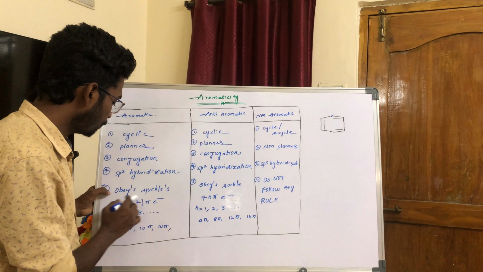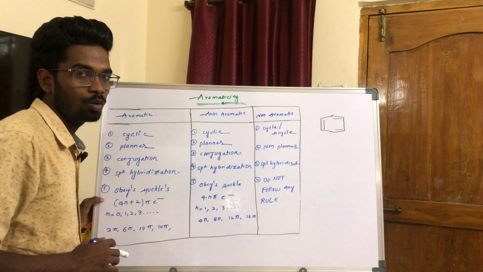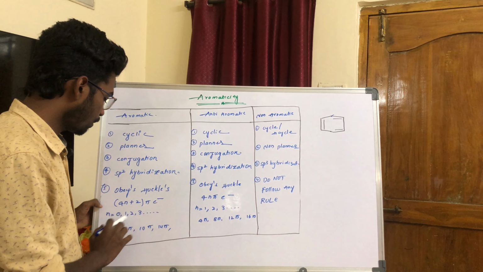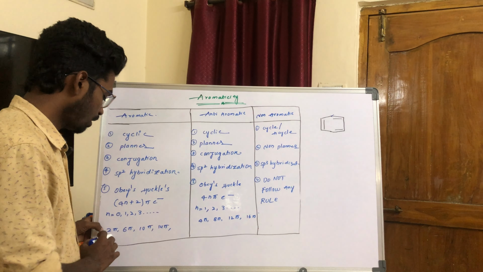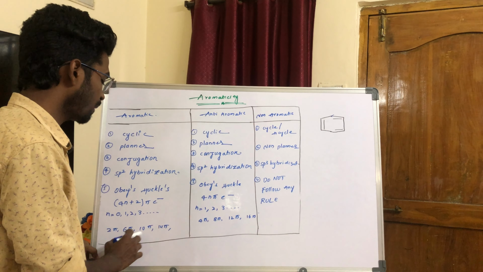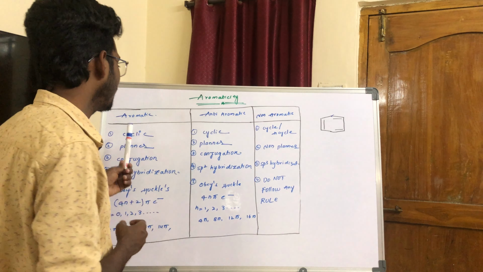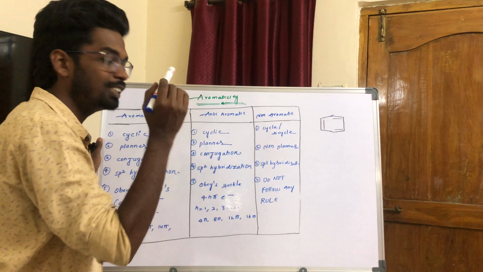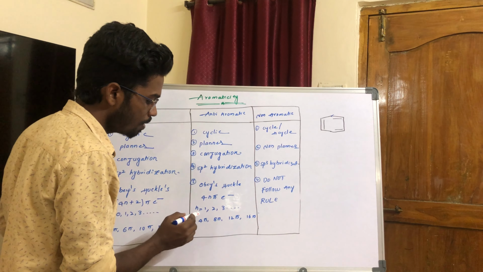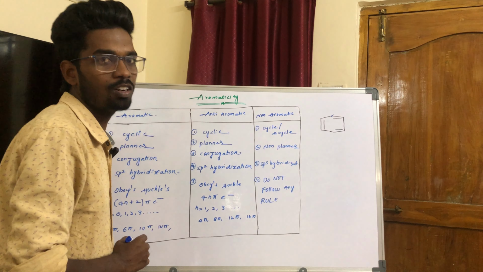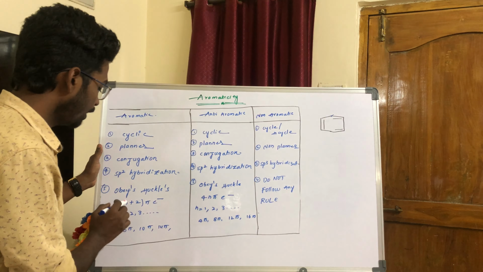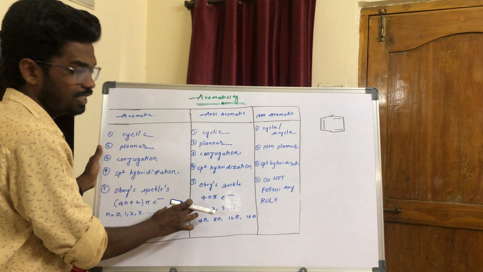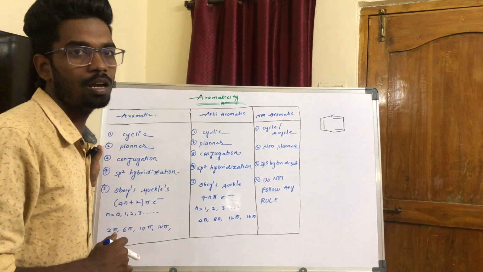And this is the foremost important: it obeys Huckel's rule, that is, 4n plus 2 pi electrons, where n is equal to 0, 1, 2, 3. You can get 2 pi, 6 pi, 10 pi, 14 pi electrons, like that. This is for aromaticity. It is the same for anti-aromaticity, but the change is that it follows 4n pi electrons, not 4n plus 2 pi electrons. This is the major difference between an aromatic compound and an anti-aromatic compound.